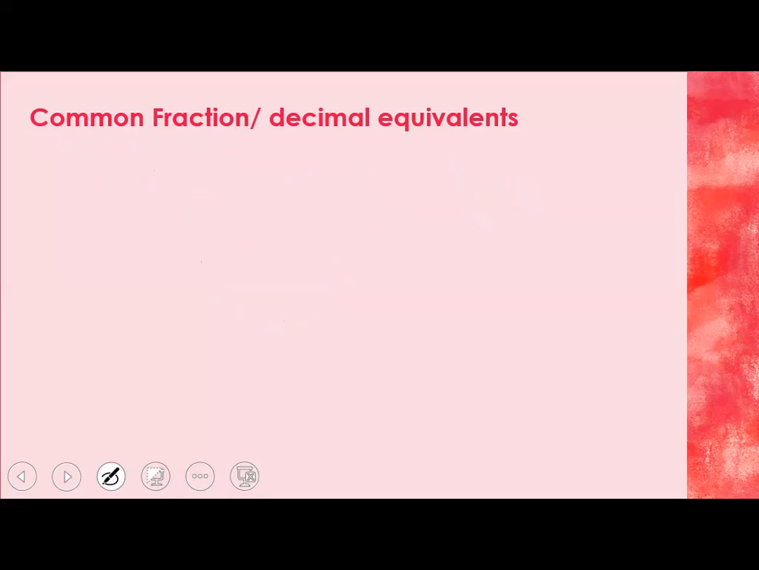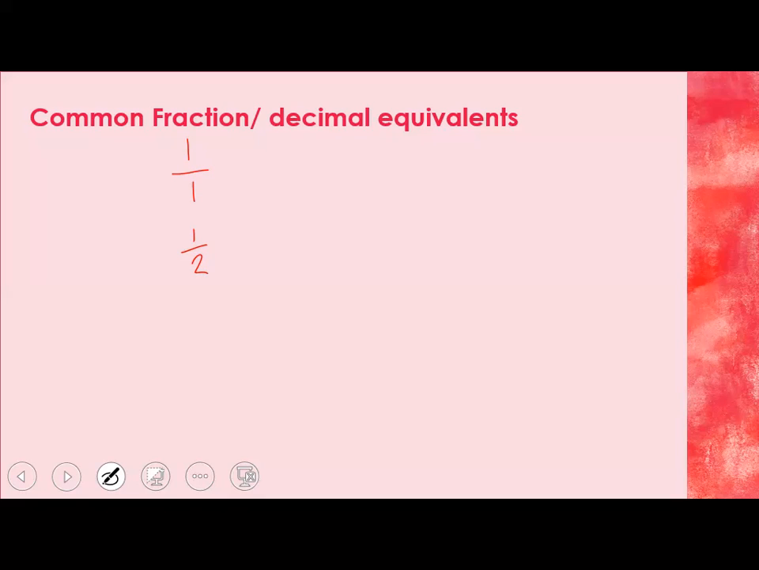The last thing, and I've mentioned this a few times this week, and I did last week as well, and I'm going to mention it again now, are common fraction decimal equivalents. I just want you now to have a quick think to yourself about these fractions and what they are written as decimal numbers, okay? 1 over 1.